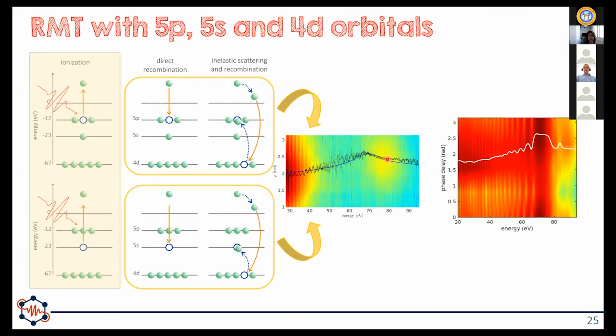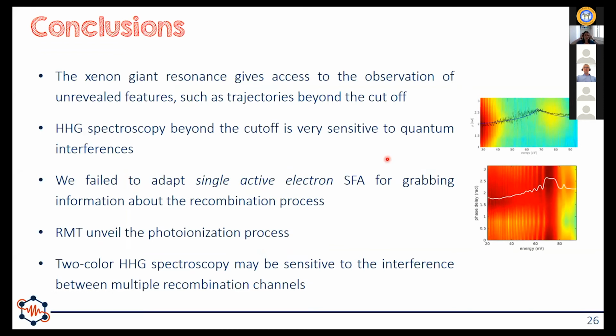So in conclusion, I showed you a study of the xenon giant resonance that started back in 2014, and we hope that after 6 years, we will be able to actually give an interpretation of these results. For sure, the giant resonance enables seeing features that are not possible to see otherwise, such as trajectories beyond the cutoff. The harmonic spectroscopy beyond the cutoff is very sensitive to quantum interference, so this could be a way to do spectroscopy in this region to see tiny quantum interference structure.